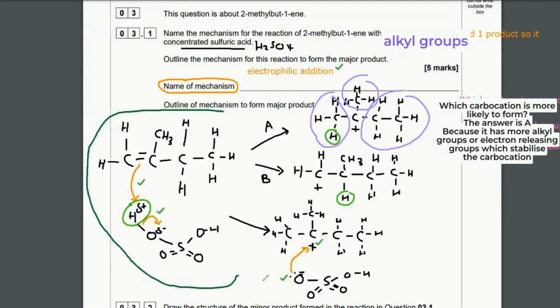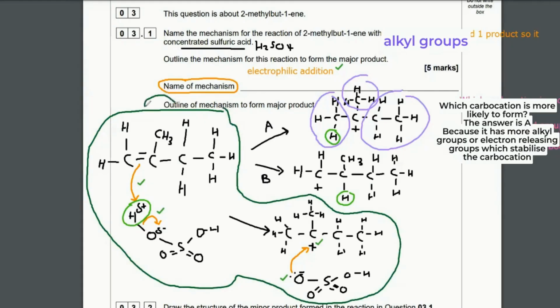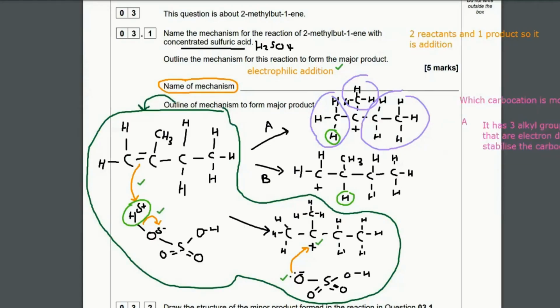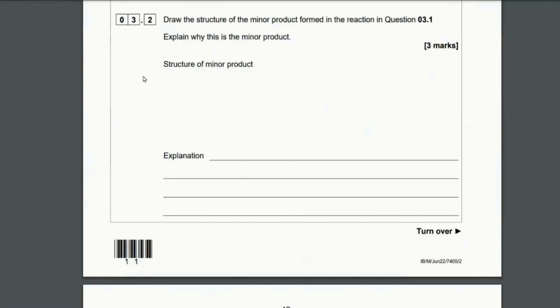And that is the typical mechanism that all alkenes undergo, electrophilic addition. And you only need this bit that I've circled in green. That's what you needed for your answer. You didn't really need to draw out all the carbocations. All right, let's move on.